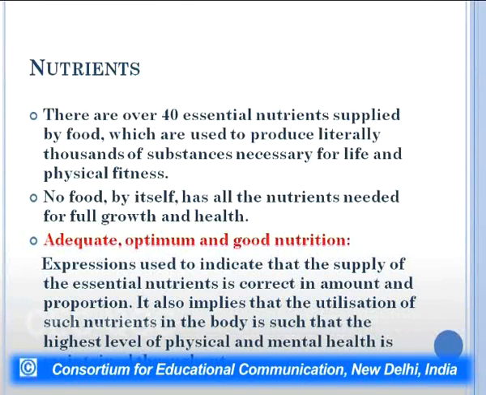Expressions used to indicate that the supply of essential nutrients is correct in amount and proportion. It also implies that the utilization of such nutrients in the body is such that the highest level of physical and mental health is maintained throughout.